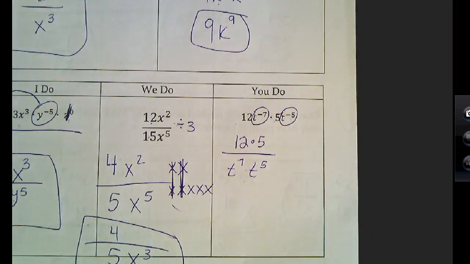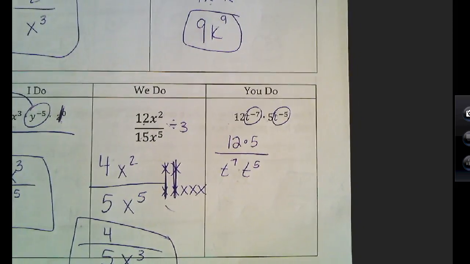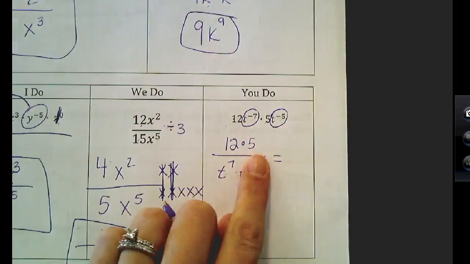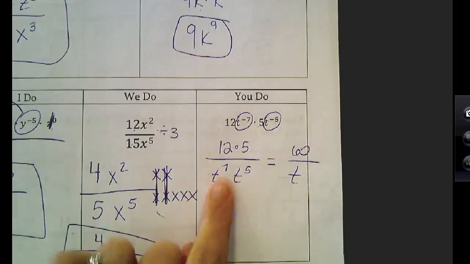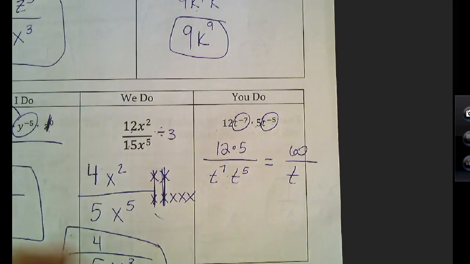So the 12 and the 5 get to stay because those are my coefficients. They're not my base. My base is t, so the t's have to move. Did you guys write that down? Now what do you see could be done? What do you think? Very good. Times the numerators. What's 12 times 5? 60. Good. And then I love that you said add in your denominator. We're going to keep the t. And what's 7 plus 5? Just tell me. 12.